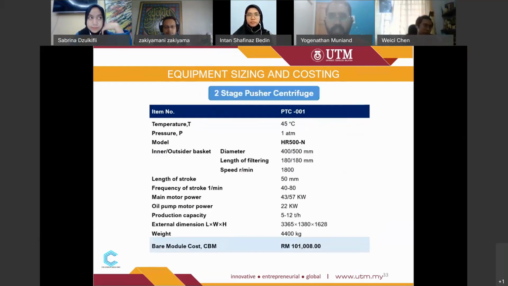Next. So the final equipment sizing is the centrifuge. For the centrifuge, we are using a 2-stage pusher centrifuge with the HR series. And for your information, HR series is a kind of 2-stage horizontal pusher filtering centrifuge which can operate continuously. And the bare module cost for the centrifuge is around ringgit Malaysia 101,000.